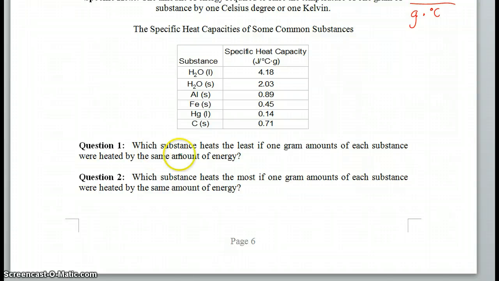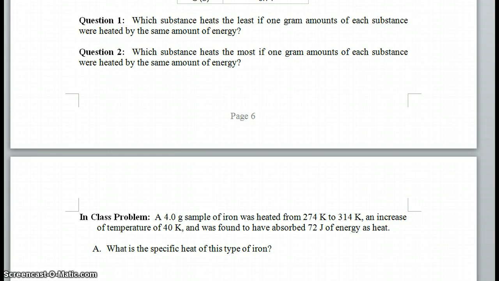So question 1, which substance heats the least if 1 gram of each of the substances above is heated by the same amount of energy? And if you think about it, you should realize that the lower specific heats should heat more easily, which means that here, the one that heats the least is the one that has the highest specific heat, so that would be water. Okay, and then for question 2, the one that heats the most would be mercury, because it has the lowest specific heat.